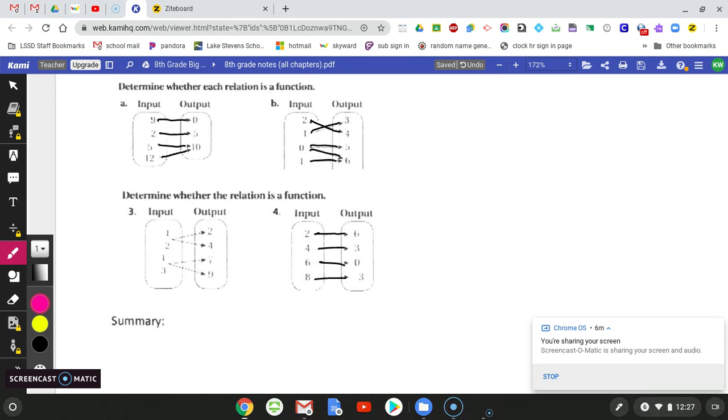Okay, so A is a function because each input only goes to one output. Each input only has one line coming out of it. B is not a function. It's not a function because of 0. 0 goes to 2 outputs.